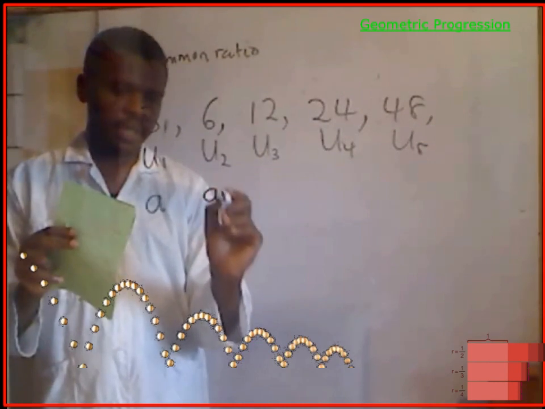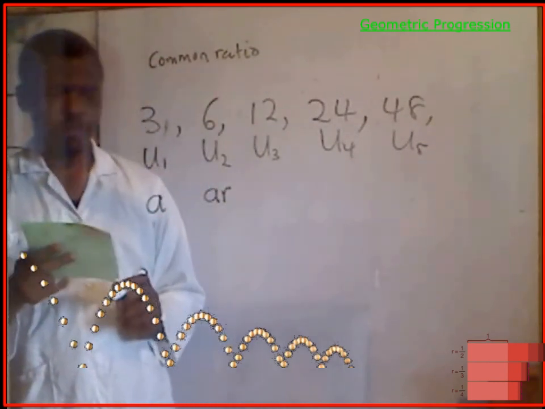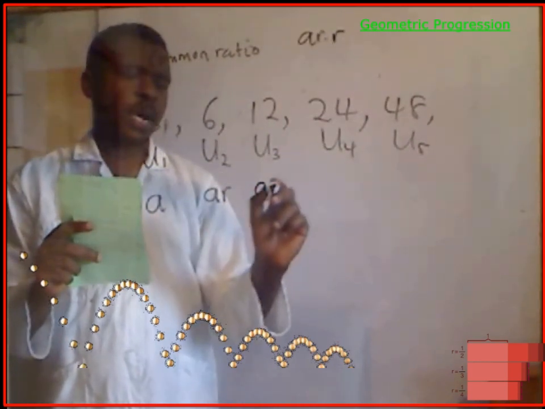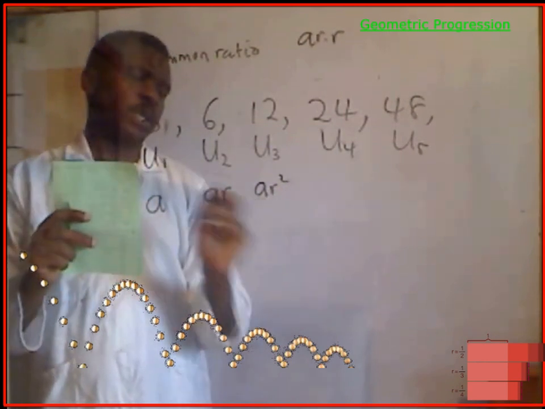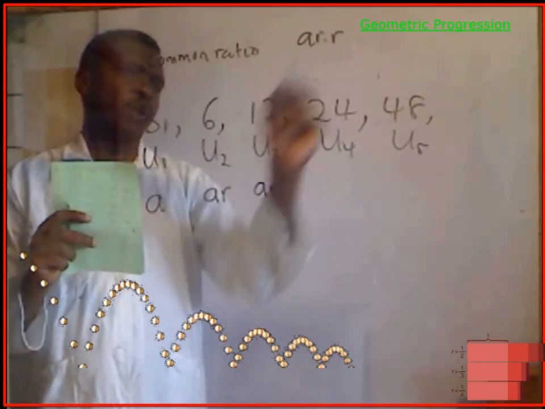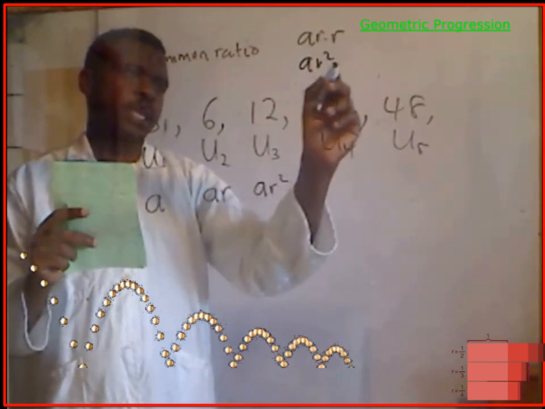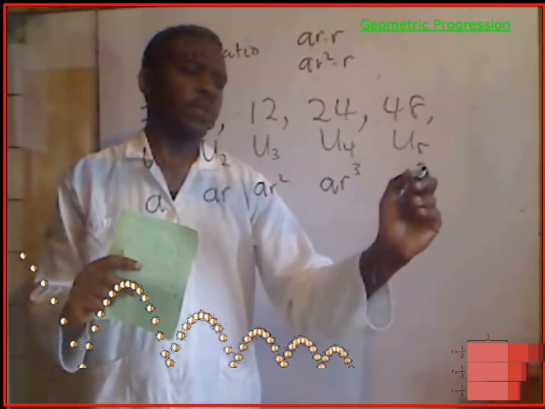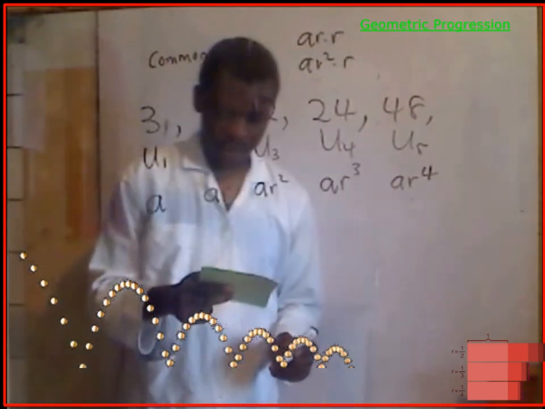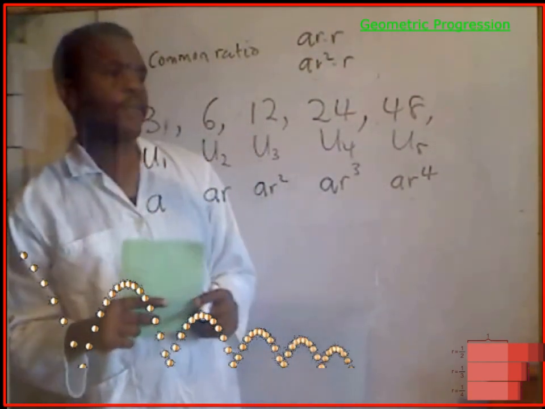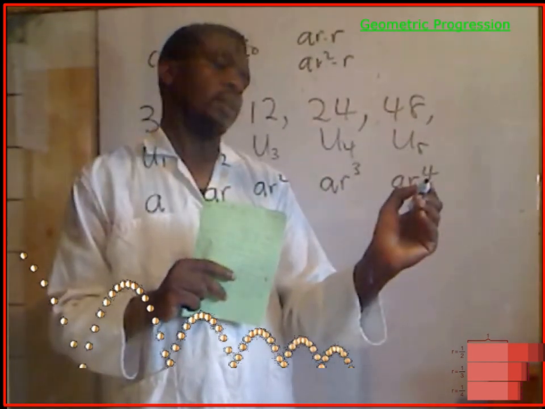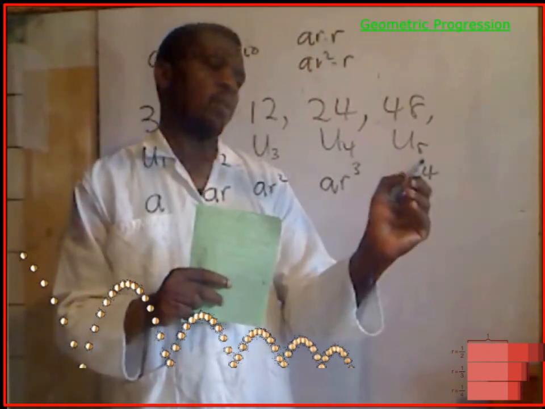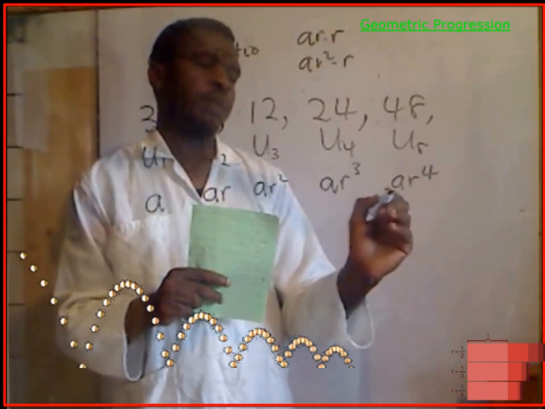Here I have, this is AR. Third term will have AR times R, so this will be AR squared. Fourth term, we get it by multiplying the third term by our common ratio. So I have AR squared times R, which gives us AR cubed. This will be AR to the fourth. So what do I find here? I find that this power differs from the term by 1. So if I subtract 1 from the term, I have the power to which the first term is raised.